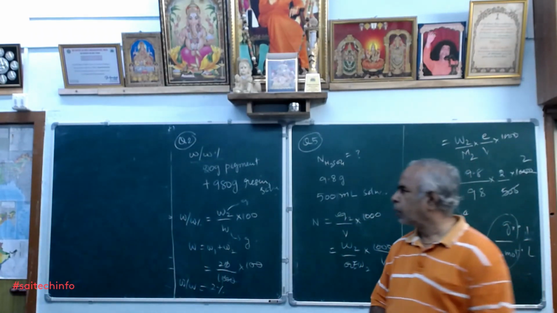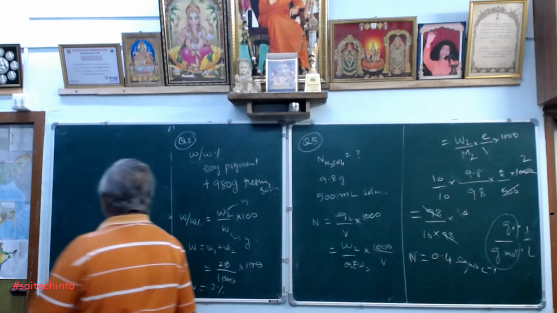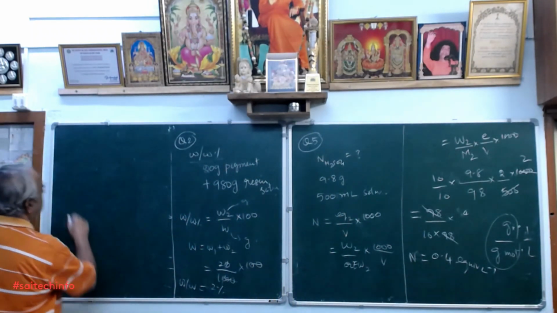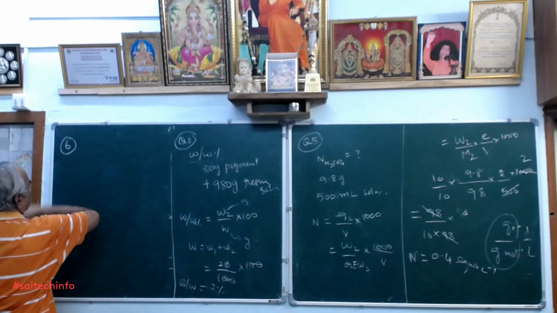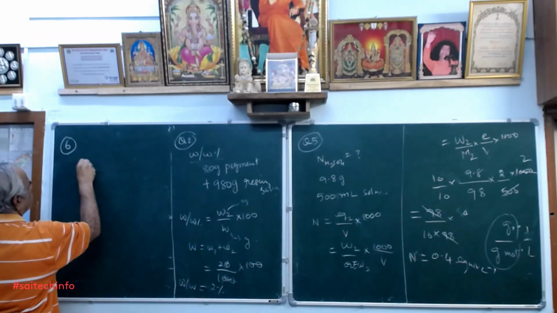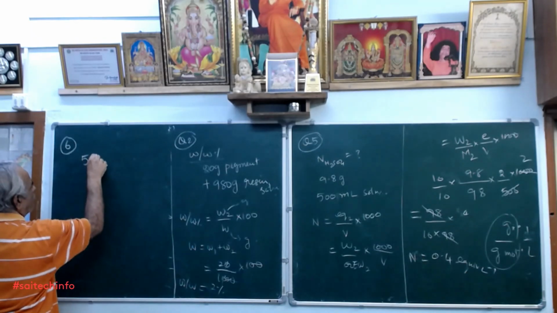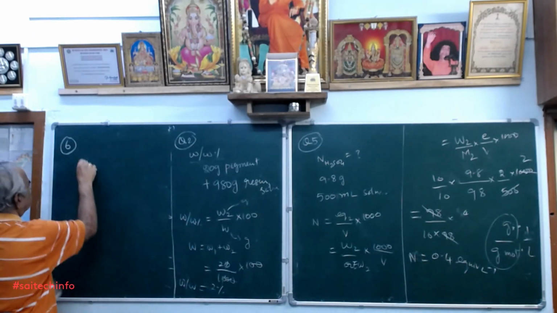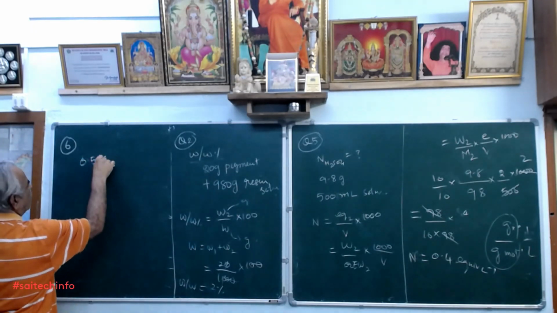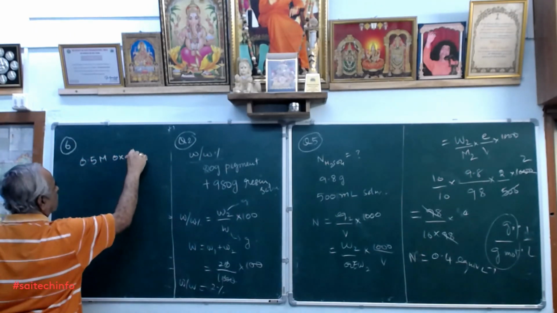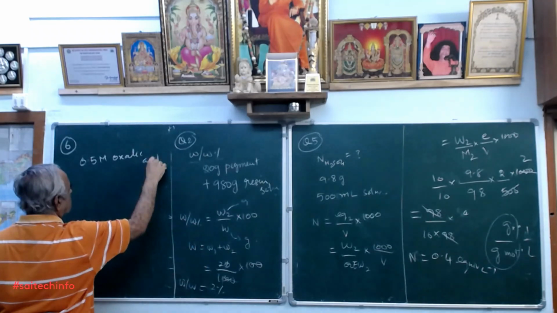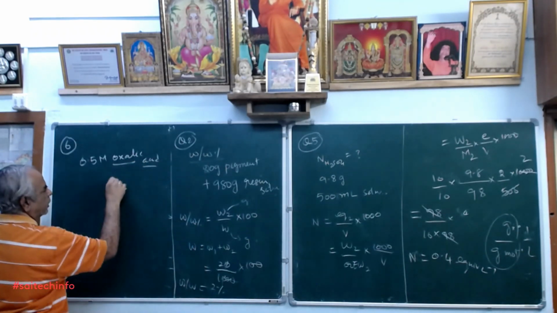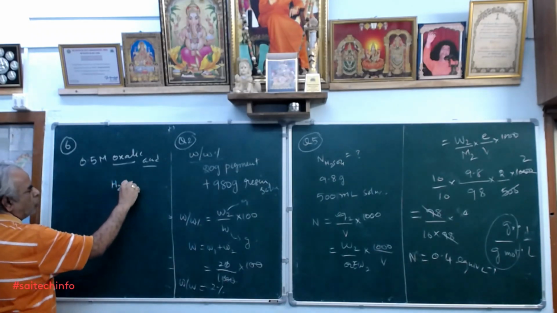Now, the normality can be converted into molarity. Let us work out a problem based on that. What is the normality of 0.5 mole of oxalic acid? Okay, so what is the oxalic acid? It is given as H2C2O4.